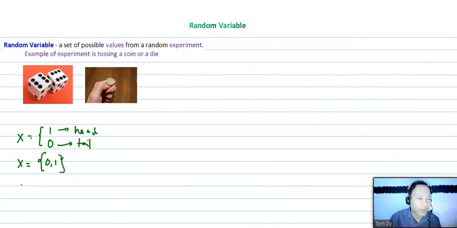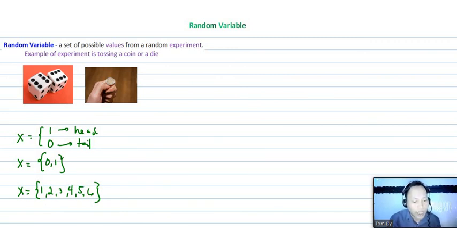Another example of writing a random variable, we have here 1 2 3 4 5 6. This is a case when we throw a die. This is a die, and this die has the numbers 1 2 3 4 5 6. So these are the values of our die, no? And these are our experiment when we throw a die. So this is now what we call the random variable.